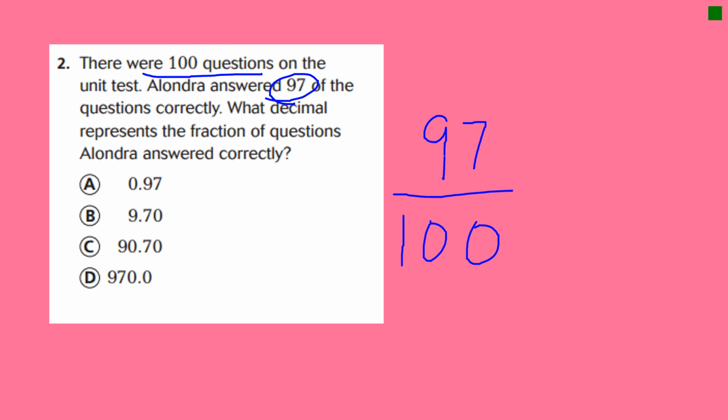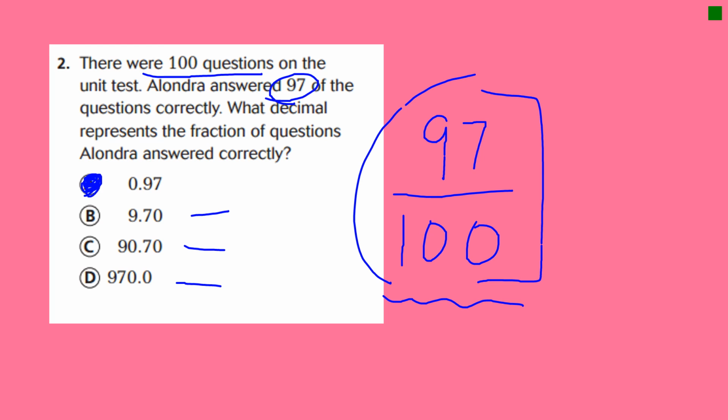Which one of these shows 97 hundredths? Well, if you look at it, guys, this one and this one and this one, they all have whole numbers in them, right? She answered 97 out of 100 questions, 97 hundredths. Boom, right there. That's a decimal. That's a fraction. This is a fraction, not a decimal, but it's less than 1 whole, and that's the only choice that is less than 1 whole. Sensible? Yeah.